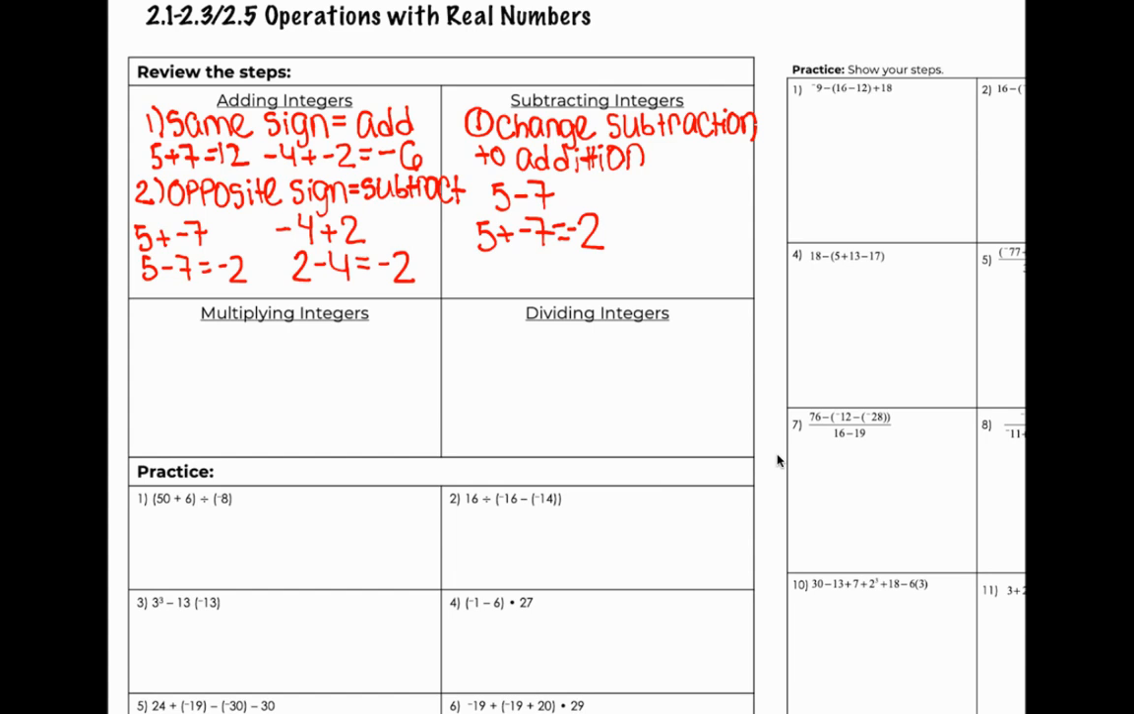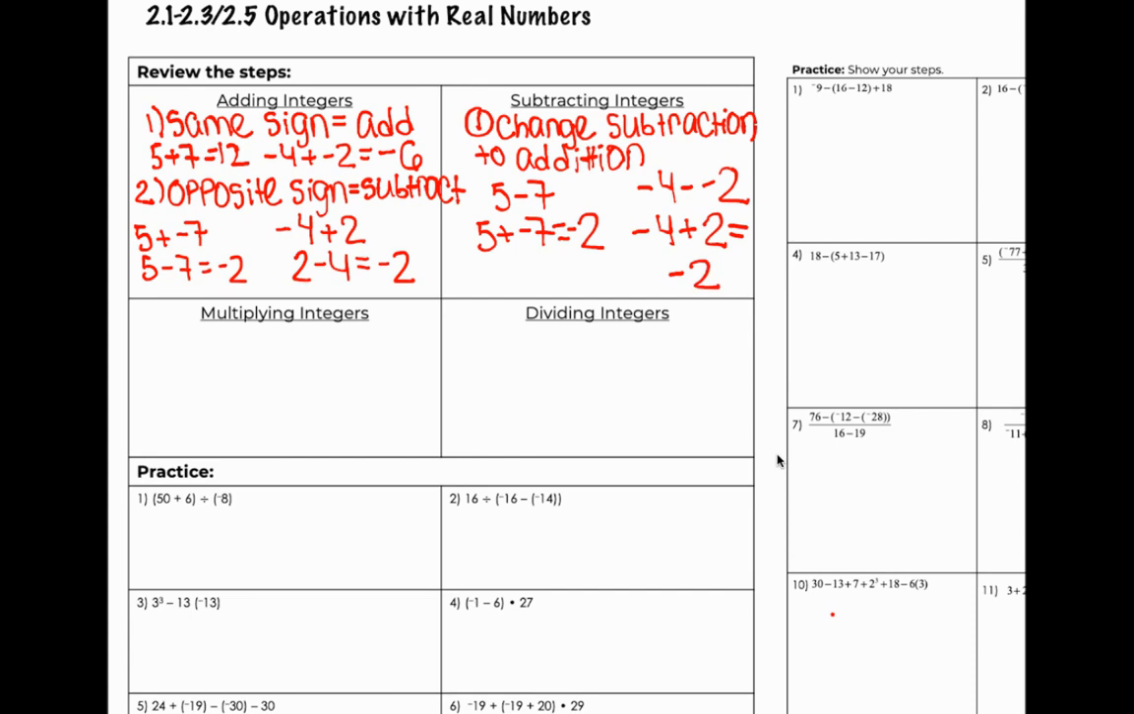And then let's say that I had -4 minus 2. So again, I'm going to keep the first one the same. I'm going to change to addition. And then I'm going to flip the sign of the second number. So because it's a -2, it's now a +2. So this would be -2 as well.